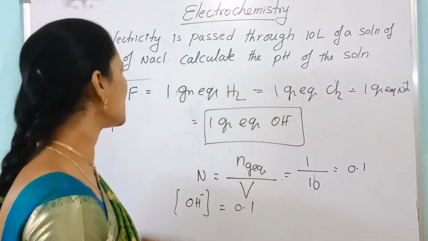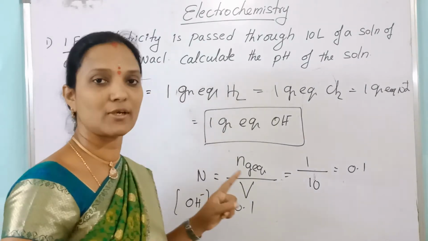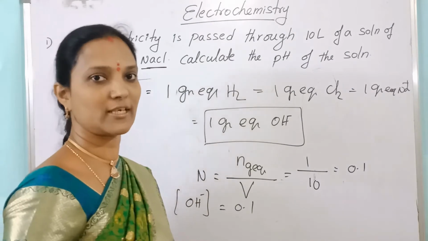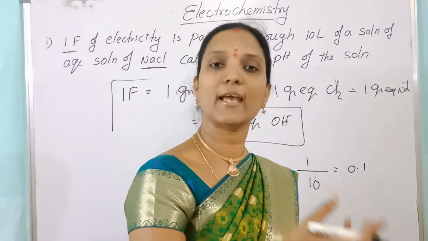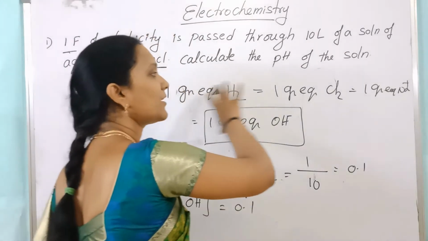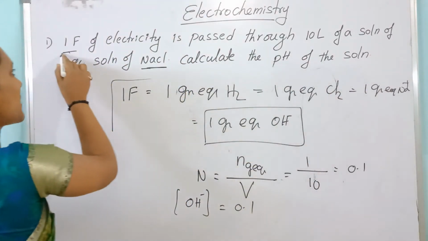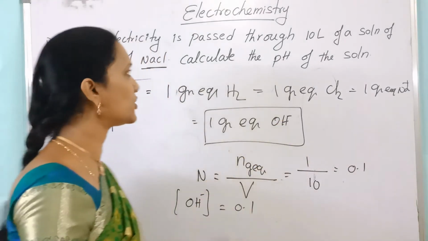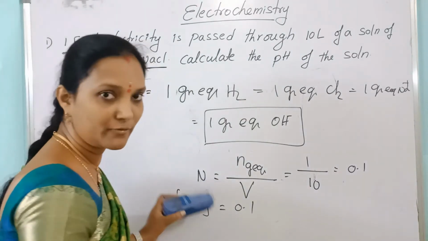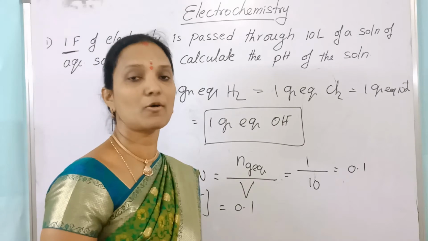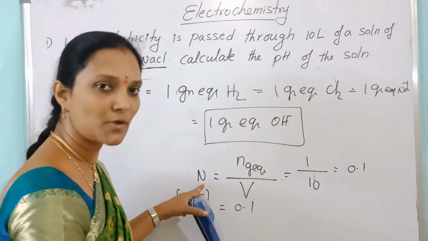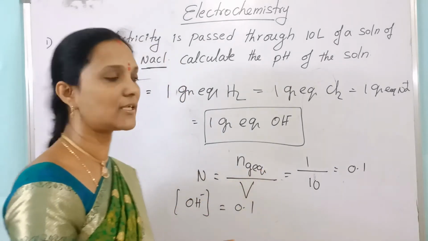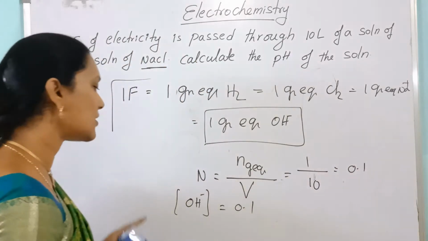So what are they asking? Just a very simple relation. 1 Faraday equals 1 gram equivalent of what we are getting during this electrolysis. First observe that we are getting hydrogen, chlorine, Na plus and OH minus. All these, 1 gram equivalent we are getting. Now how many Faradays passed? Observe, 1 Faraday only. So we are getting 1 gram equivalent of OH minus. Now normality we need, because we want to calculate pH here. So we need concentration, which means normality. Normality is equal to number of gram equivalents by volume in liters. So 1 by 10, 0.1. This is the concentration of OH minus.